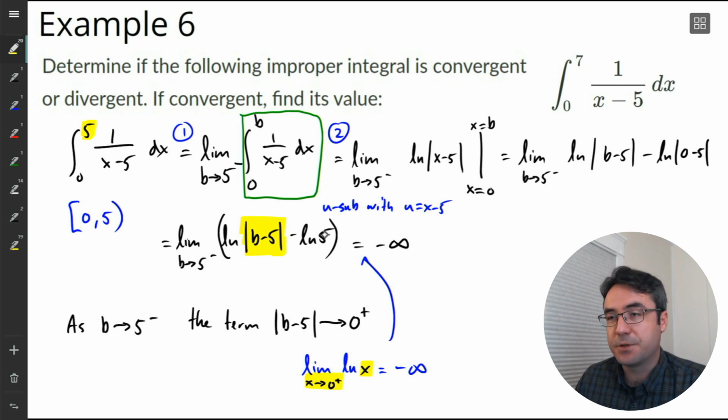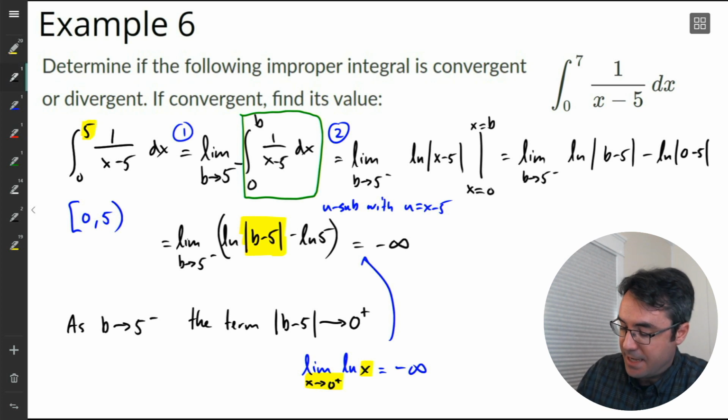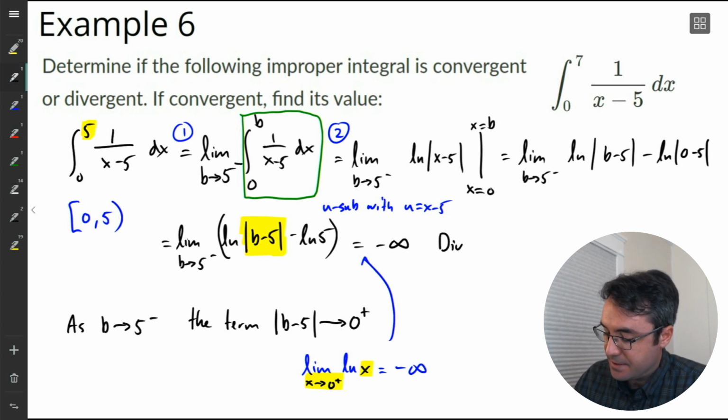And it doesn't matter that we're subtracting this natural log 5. This term here is getting larger and larger negative, so subtracting off natural log 5 is just going to make it a larger negative number. So as b gets closer to 5 from the left, this limit is minus infinity. And so what that means is this improper integral is divergent.